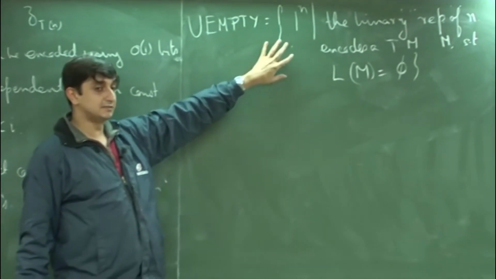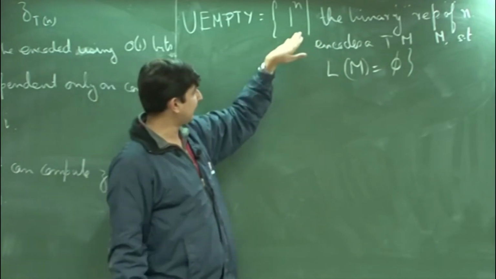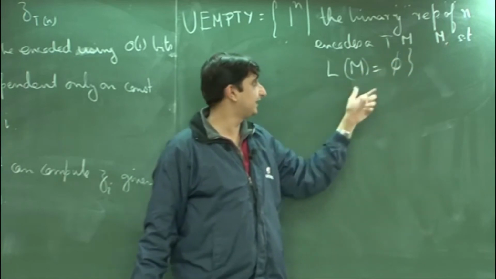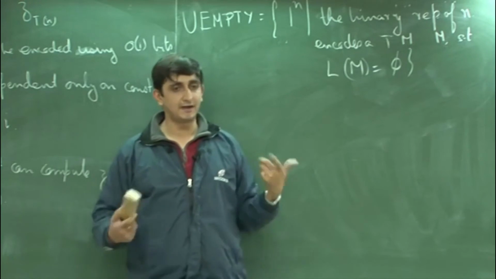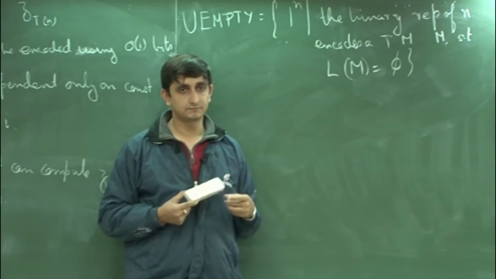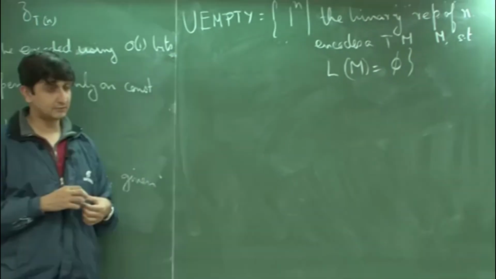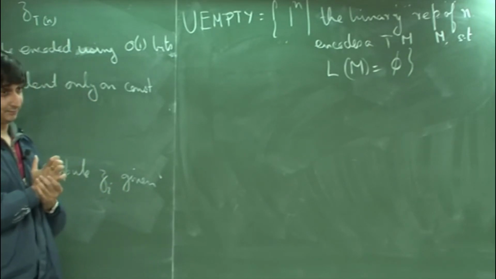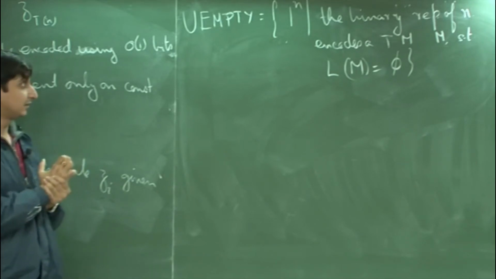Those are not the yes instances. So, I will look at all those n's which are valid encodings of Turing machines and their language is phi, the language of that machine is phi. So, if you have an n which is not even a valid encoding of a Turing machine, then you do not include that in this language. Okay. So, what can we say about this language? Again, this is from a TOC course point of view. So, is this language decidable?